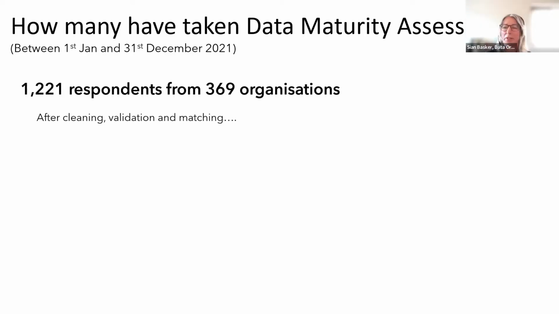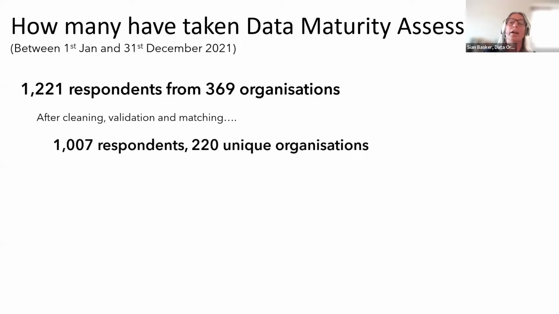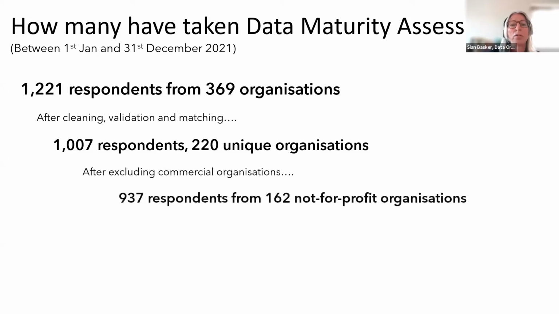But then we have to go through a bit of a cleaning process, because we want to be really confident that the responses we're looking at are genuinely for a non-profit organisation. So there's a bit of cleaning and categorising. That left us with 1,007 respondents and 220 organisations. Then we had to exclude the commercial organisations. Quite a lot of users actually do come from the commercial sector. Excluding those gave us a data set of 937 respondents.